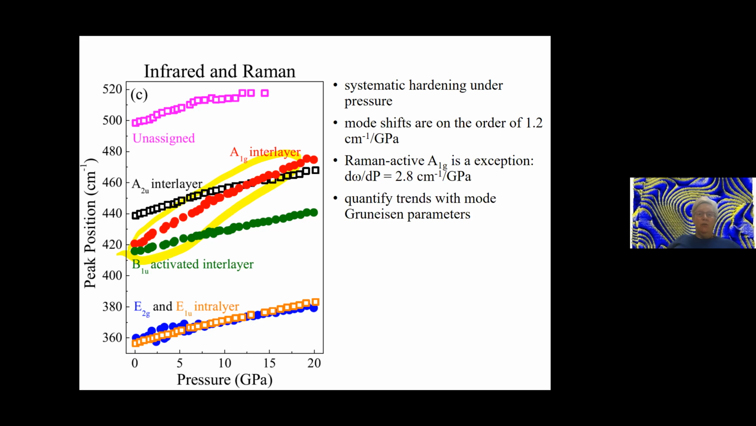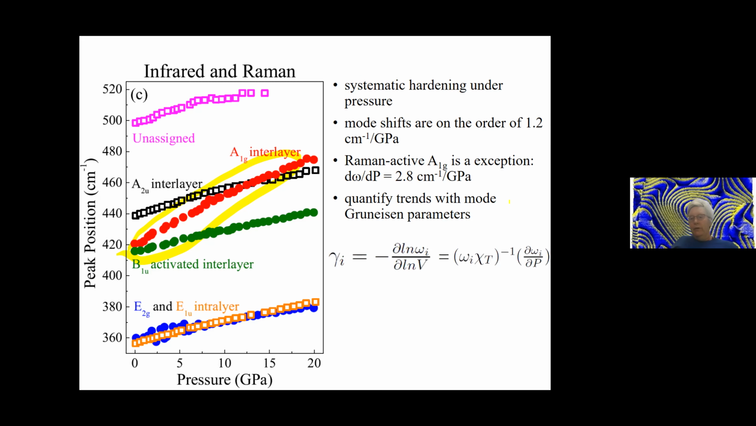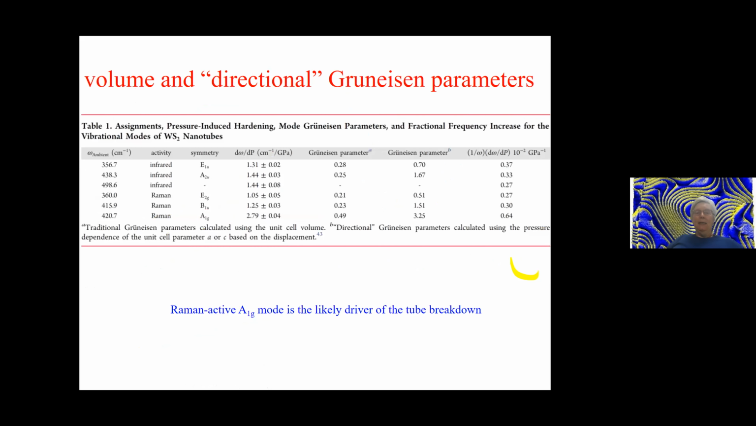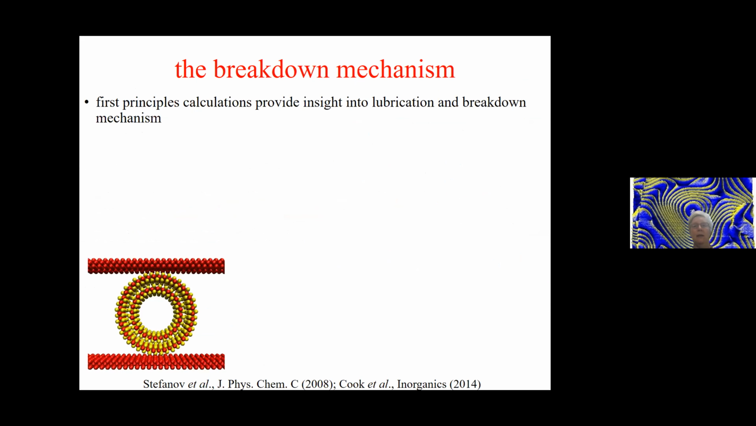We quantified these trends by calculating mode Gruneisen parameters. You can do that by extracting how the frequency shifts with pressure, and then multiplying that by the isothermal compressibility. In any case, you can extract volume and even directional Gruneisen parameters. And what they show is that the Raman active vibrational mode that has A1G symmetry is likely the driver of the tube breakdown. Okay, so tube breakdown mechanism.